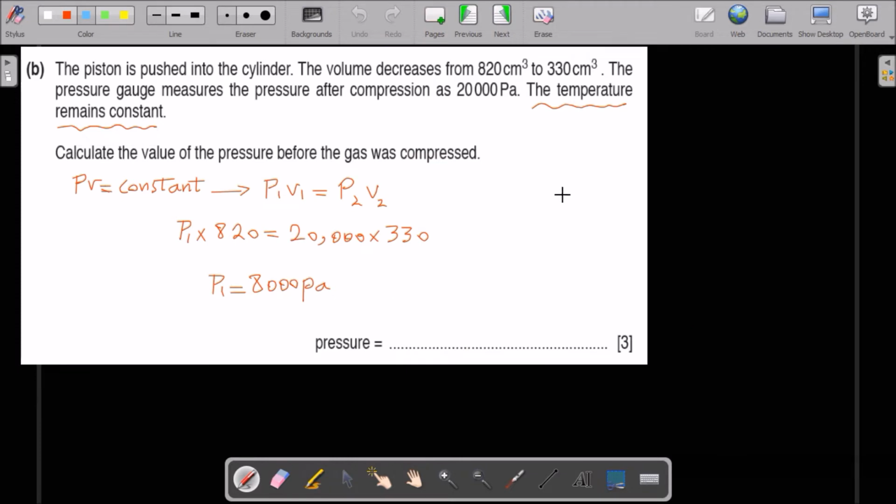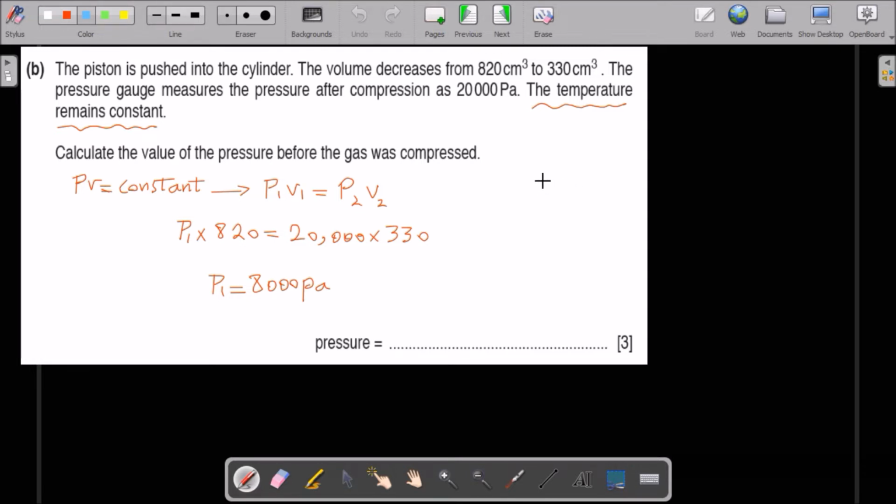Part B. The piston is pushed into the cylinder, then the volume decreases from 820 to 330 centimeter cube. Pressure gauge measures the pressure after compression as 200,000 Pascal.